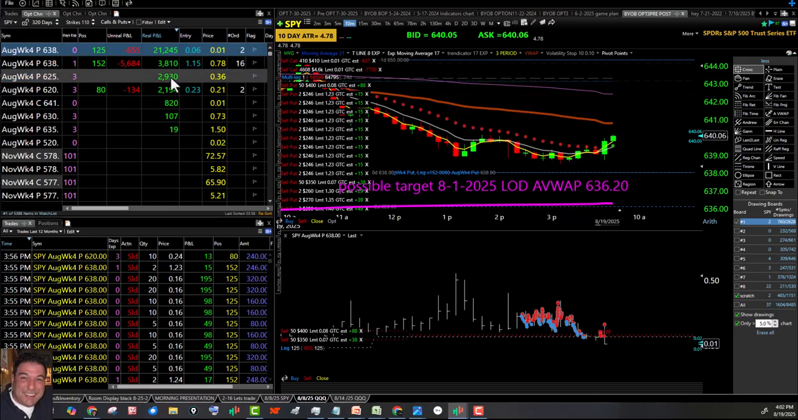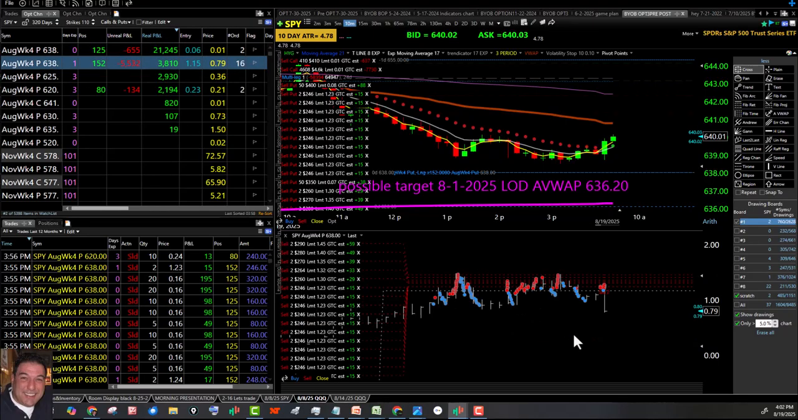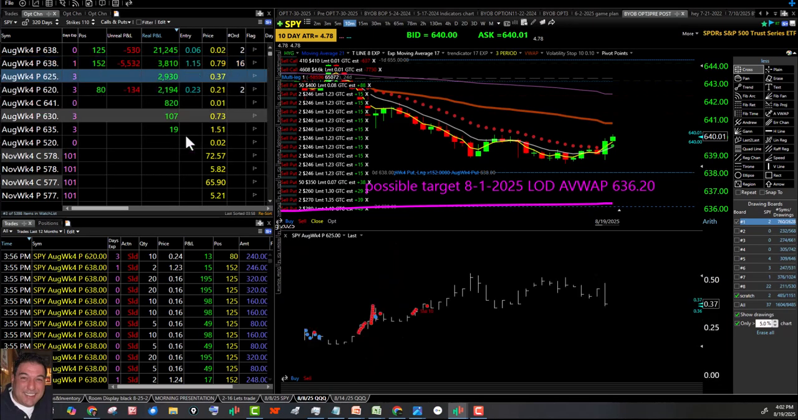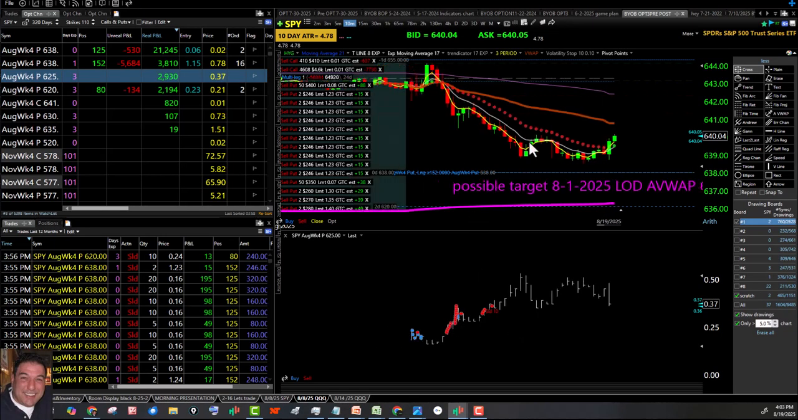3,800 on the 638 puts, 1 day till expiration. Again, the same thing. I'm buying the dips in the candles, the low of the candles, and selling the peaks, and then reloading, and selling the peaks. That's all I'm doing, just watching to see if my 10-minute downtrend is intact, and then reloading. Now I've got 625 3 DTE puts, 2,900 on those. Same thing, buying the dips and selling the peaks of the option candle, because we got a 10-minute downtrend intact.